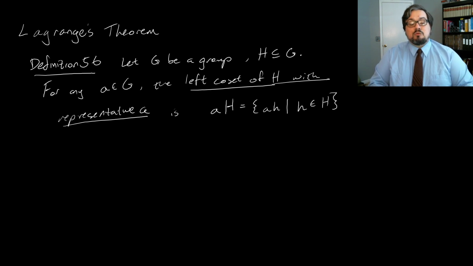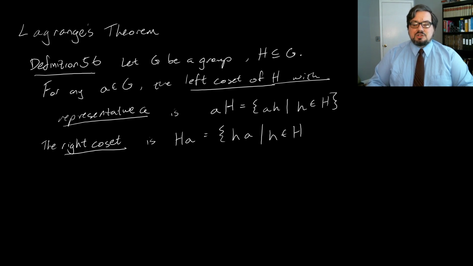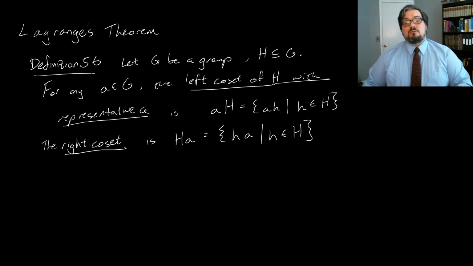Similarly, we can talk about the right coset. The right coset of H with representative A is denoted HA, and again, the notation just means we take all the elements of H, multiply them on the right by A. Because the group G may not be abelian, these two sets may be different, although when G is abelian, of course, these two sets are the same. That's actually going to be relevant to us in a later lecture.